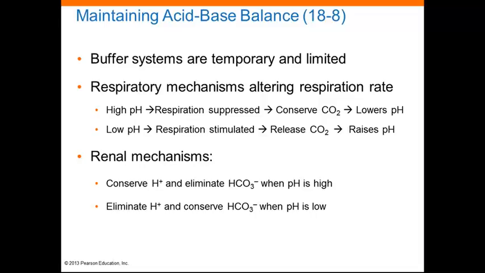Renal contributions to the pH regulation is the only way to truly eliminate hydrogen ions, because the tubules can conserve hydrogen ions and eliminate carbonic acid when pH is high, or they can eliminate hydrogen ions and conserve carbonic acid when the pH is low.